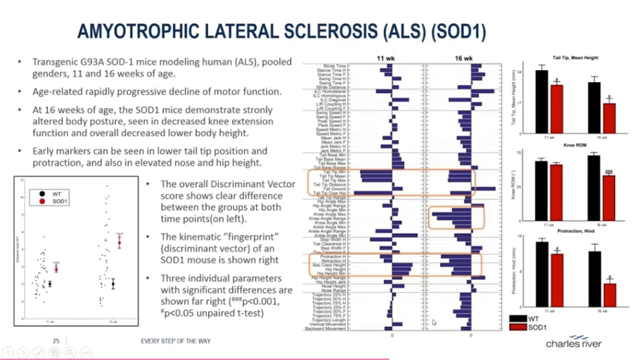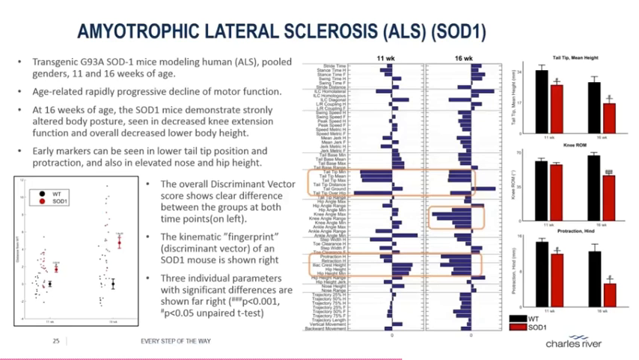These data are from SOD1 mice modeling ALS, having two measured time points, 11 and 16 weeks of age. The overall discriminant vector score on the left panel shows a clear difference between the genotypes at both times. The median disease onset of these mice is very close to the 16 weeks age point. So at that point, roughly half of the mice have already developed notable defects, and the other half not so much. That's why the variation within SOD1 mice at 16 weeks of age is somewhat large.